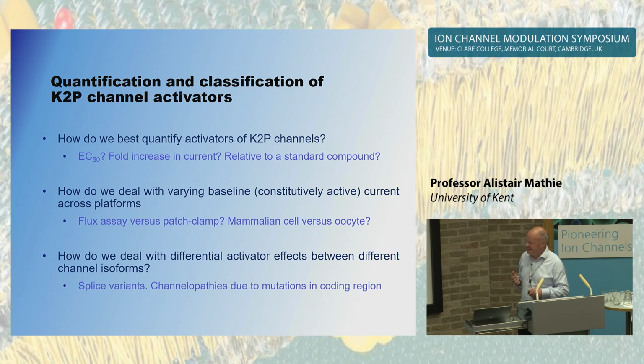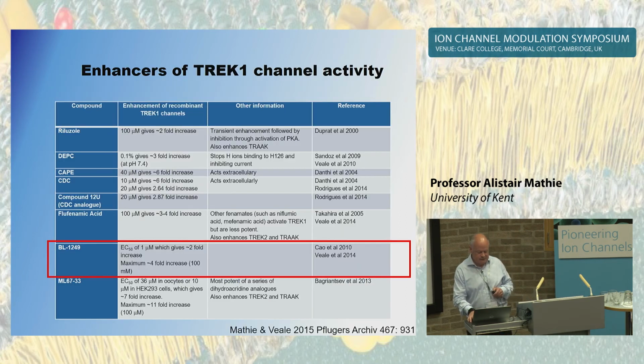You could get 110% enhancement. So do we measure the EC50? Do we measure the fold increase in current? Or do we measure everything relative to a standard compound, which is probably my preferred way forward. This kind of came to a head for me a couple of years ago when I was putting together a review of activators of TREK-1 channels, a different family of K2P channels, which are potentially useful in pain and a variety of other clinical disorders.